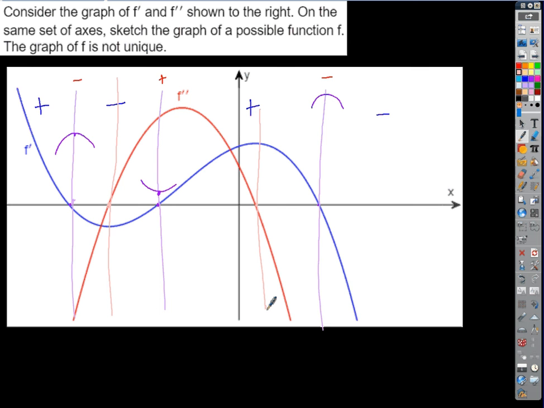It was an inflection point, right? Inflection point is where we're transitioning. So we can see here, we're getting an inflection point. This is going to be along this vertical line, that's going to be the x value where we're going to transition from negative concavity to positive.